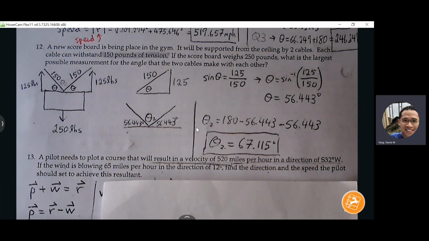Okay, so the resultant vector velocity is 520 miles per hour in the direction south 32 degrees west. So that means I'm starting at 270 degrees, west. Which quadrant am I going to end in? Third quadrant. So it's got to be 270 minus 32, right? That's the only way I can land in that third quadrant.